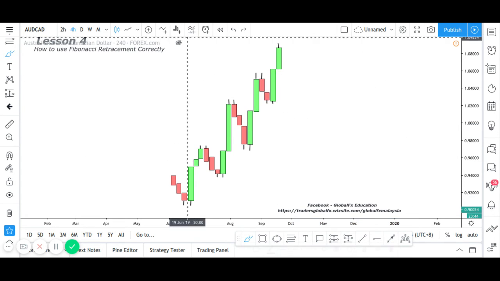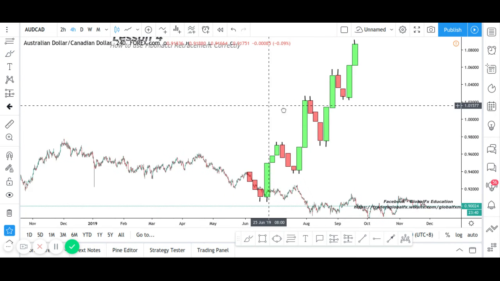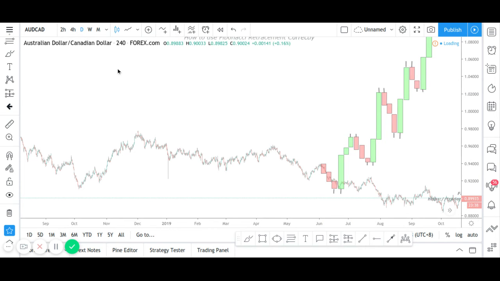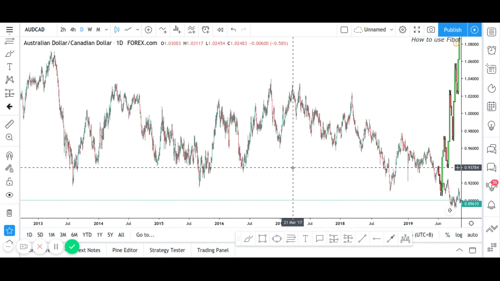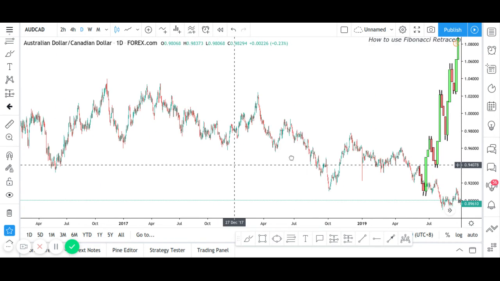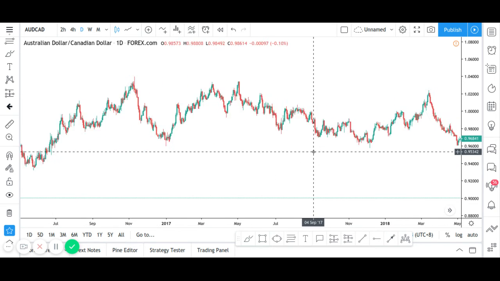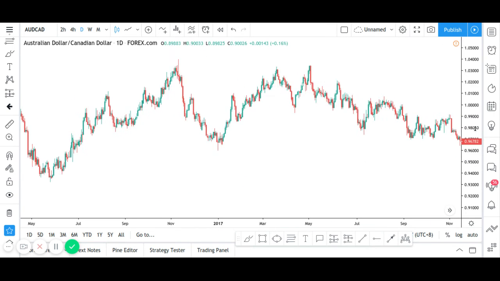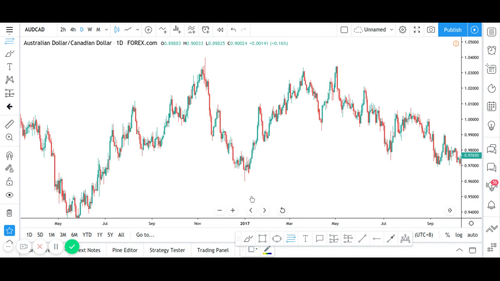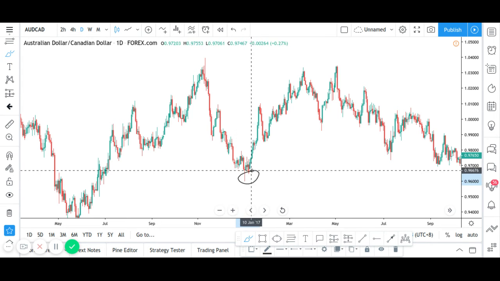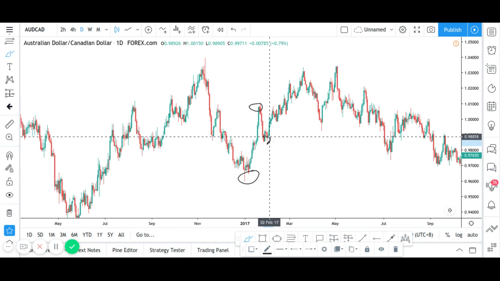So let's have a look at a real pair and how this pair has moved in the past in order for us to check our Fibonacci retracement levels. Now let's have a look at this move around here. So we're going to look at this move on the daily chart. Basically we can see that there's a very nice low around this area, and then we have a very nice high around this area with a retracement to the downside.